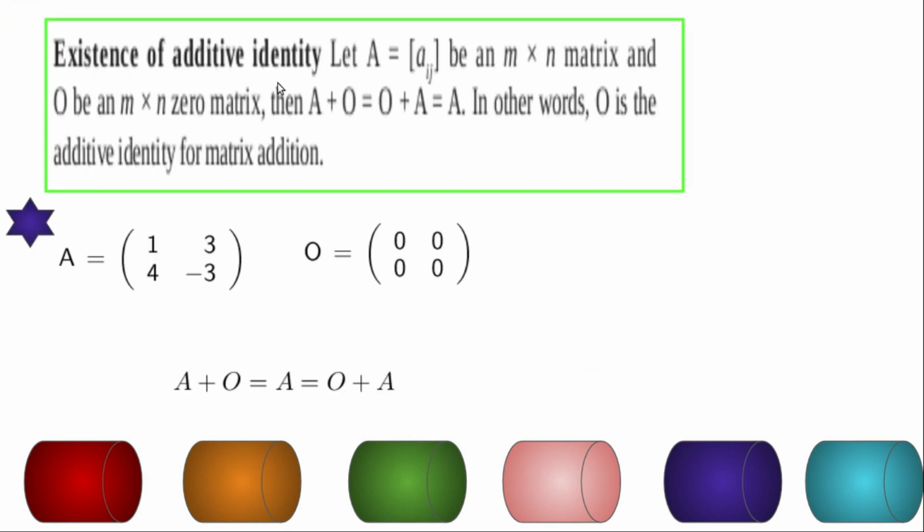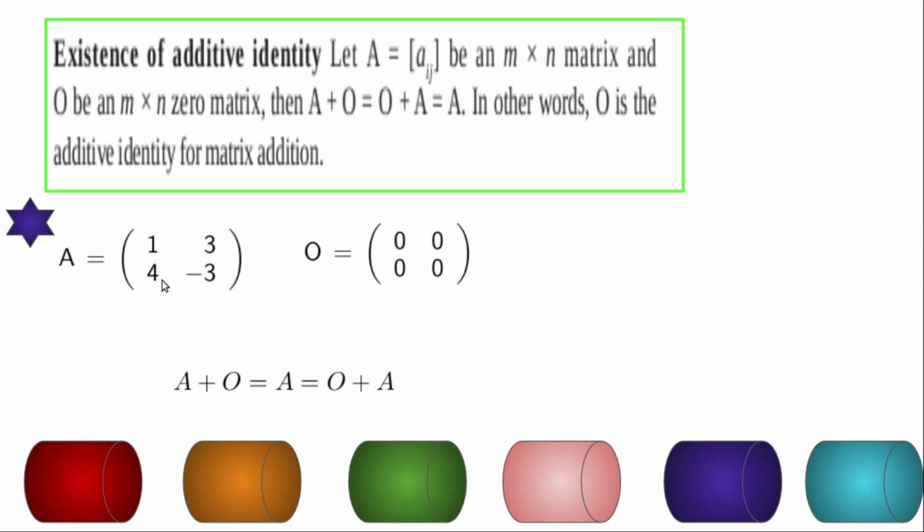Existence of additive identity. This is the third property, existence of additive identity. We have for any matrix A equal to matrix Aij of order m by n, there exists a zero matrix of order m by n with this condition: A plus 0 equal to 0 matrix plus A equal to A. Okay, now this zero matrix is known as additive identity.